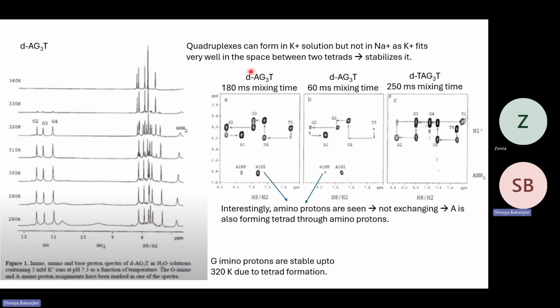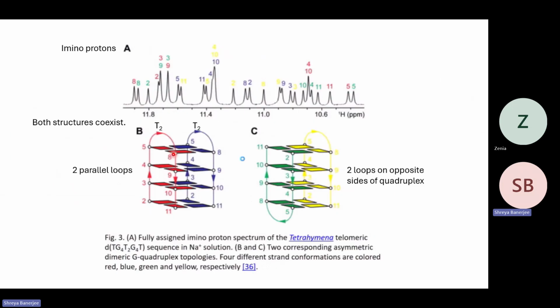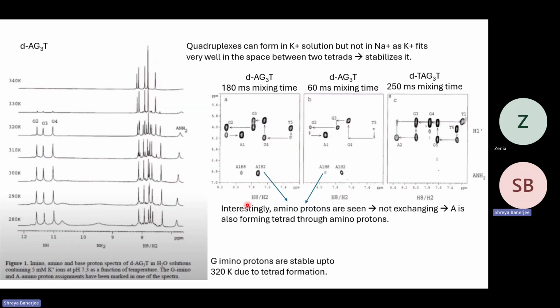Here, these quadruplexes, you can often see in these spectra potassium ions, because the K plus ion will fit into the space between the quadruplex and stabilize it. Or here you can see it is Na plus, fitting into this space and stabilizing it. So that is the purpose of the ions.